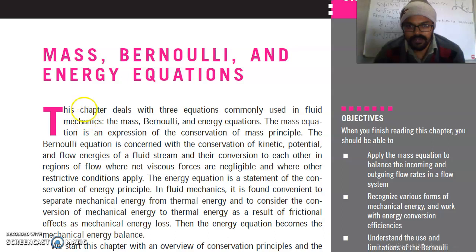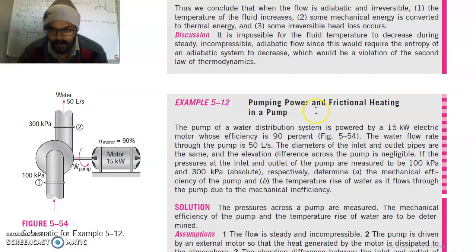Good morning. Today we will start with mass, Bernoulli and energy equations. Pumping power and frictional heating in a pump. A pump of a water distribution system is powered by a 15 kilowatt electric motor whose efficiency is 90%. The water flow rate through the pump is 50 liters per second.